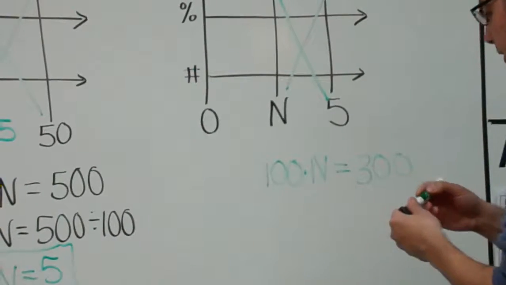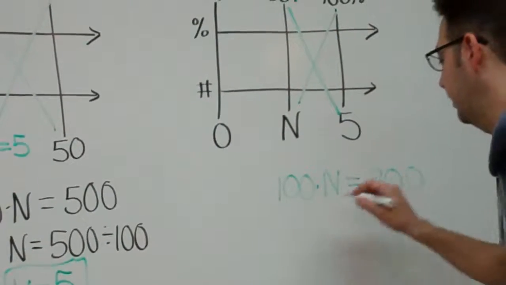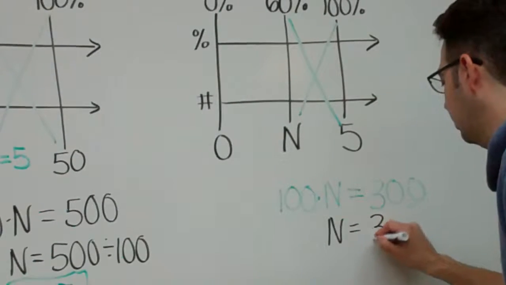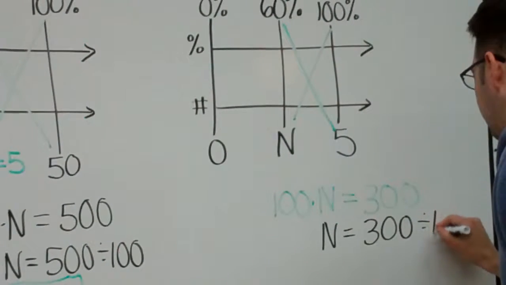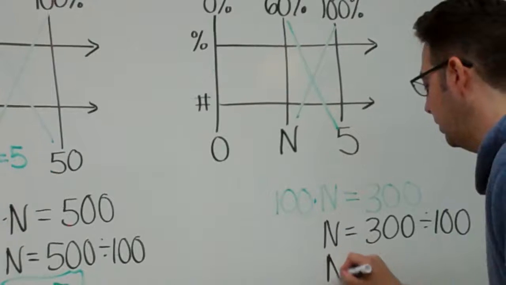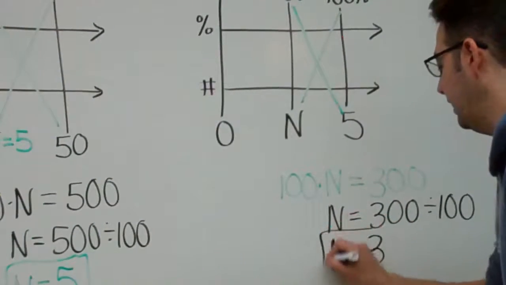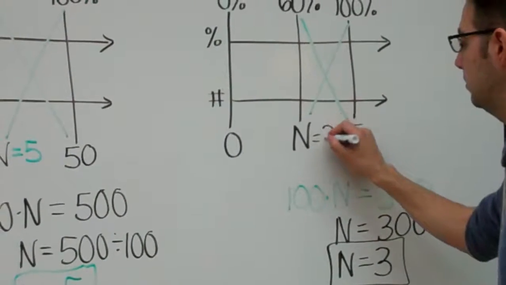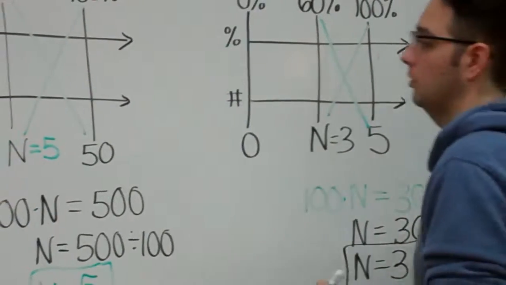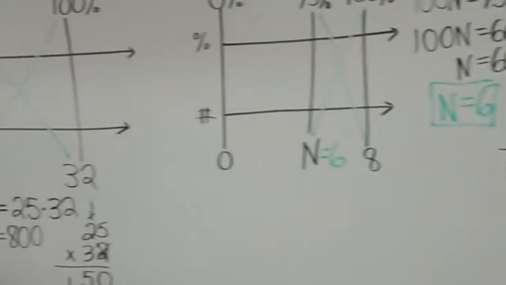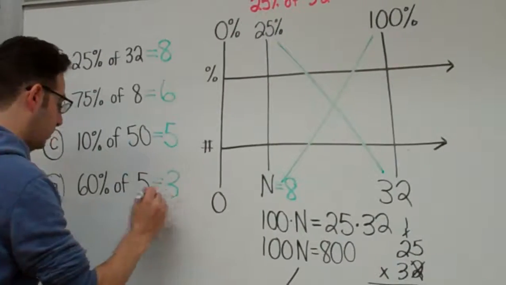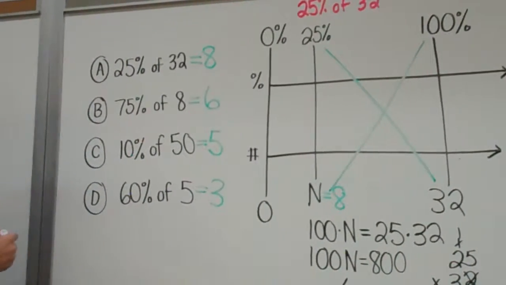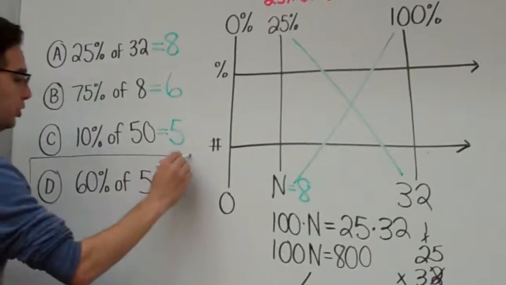Sorry for writing this one in green. I'll go back to black. N equals 300 divided by 100. And for this one, n equals 3, which means the smallest value out of all of them was choice D.